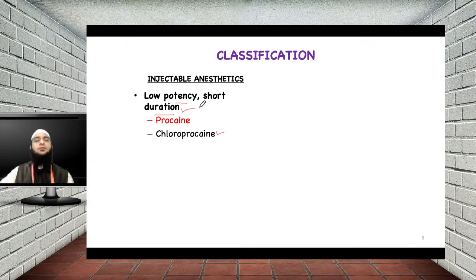For example, if you simply want to give stitches to an injury, there is no need to give even a drug belonging to the category of moderate potency and moderate duration. So the low potency, short duration drugs are sufficient. So this is the first category.